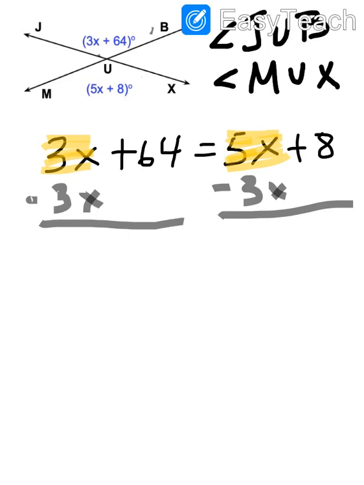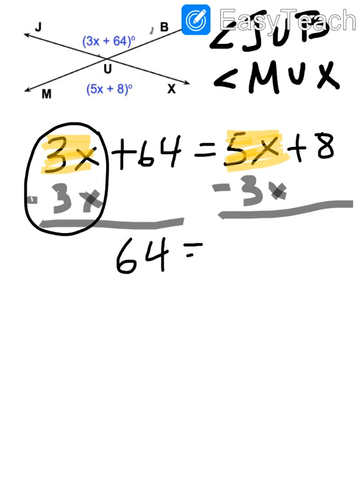So 3x minus 3x is going to be 0, which just leaves me with 64. And then 5x minus 3x, that's going to be 2x. And nothing happened to the plus 8, so we keep that. All right, so now we have to bring together constants, and that's the numbers that don't have a variable. So this is a constant, and this is a constant.